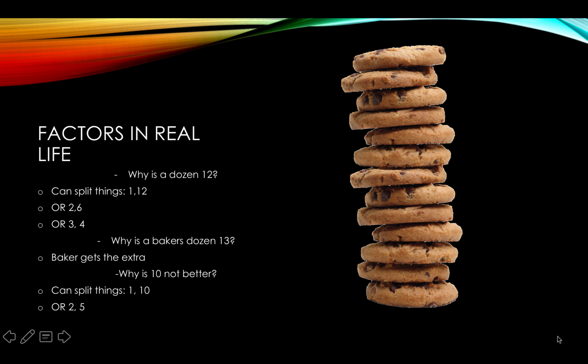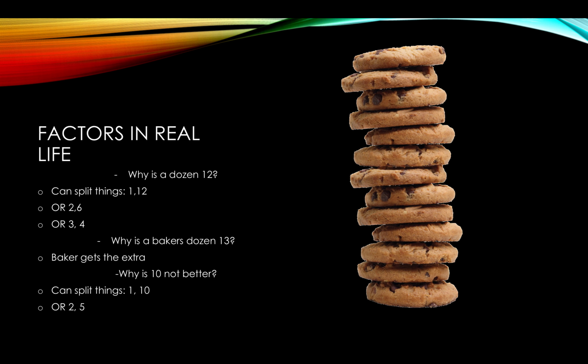Now we're going to be looking at factoring in real life. If you notice, I have some cookies. Who doesn't love cookies? A good question is, why is a dozen 12? Some of the reasons why that happens is there's multiple ways to split 12. For example, if we had 12 cookies, there's 3 different ways that the cookies could be split. One person could eat all 12, or if you have 2 people, each person would get 6 cookies. And if you had 3 people, each person would get 4 cookies.